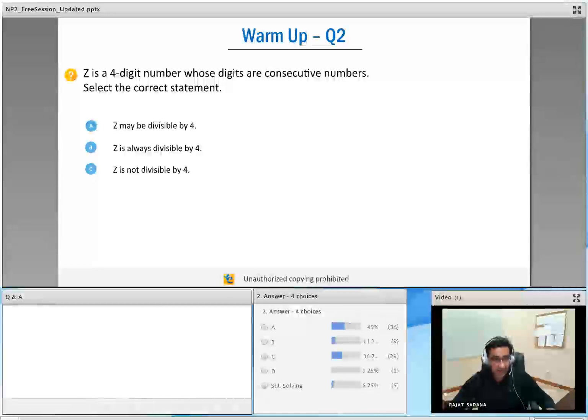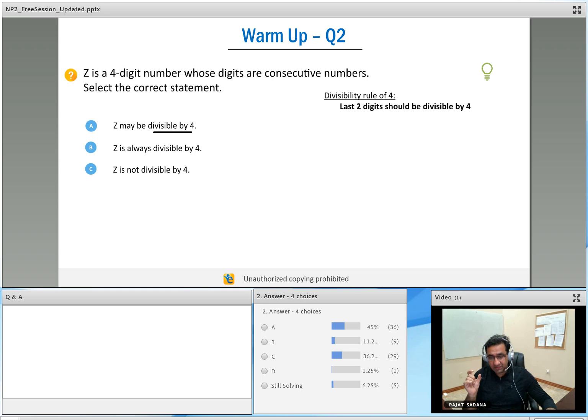Now, again, why did we have this question? Because we're talking about divisibility by 4, and we want to make sure you remember the rule for divisibility by 4. The rule is that the last two digits of a number must be divisible by 4. It's not the sum of digits, so we can't use the same method that we did for 3. We have to remember the divisibility rule for 4. There are two cases. Z could be odd, for example 2,345. In this case, the last two digits clearly are not divisible by 4.